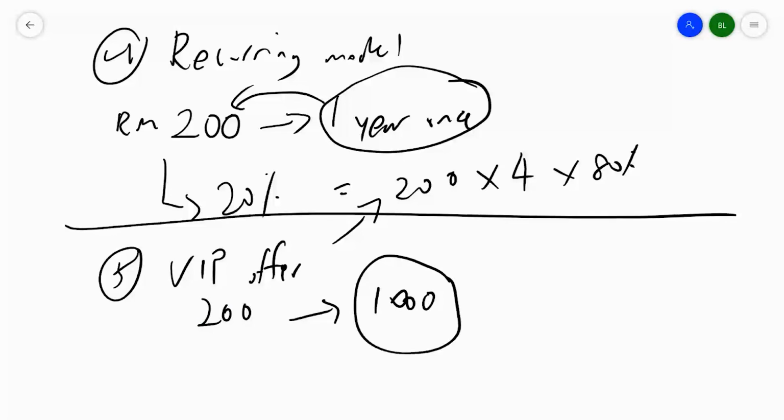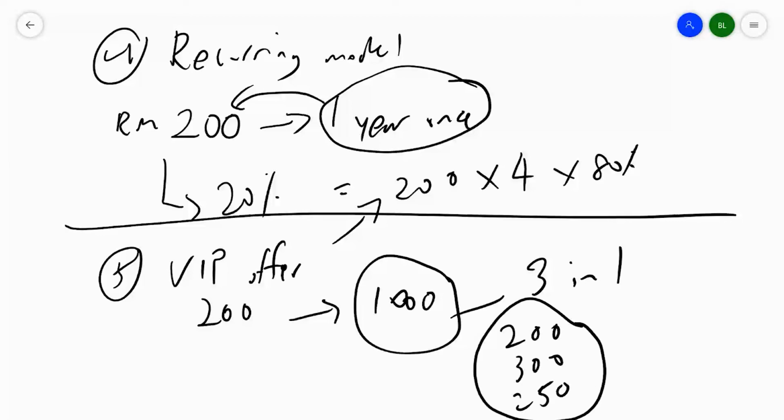If your products are all within the 200-300 ringgit range, you can do a 3-in-1 bundle. Let's say product A is 200, product B is 300, product C is about 250. If they buy all three together, they'll get a discount. So you're giving them a real bundle VIP offer. There will be 2 options: either you sell a very high ticket product, or you bundle a few products and give them a discount. So that would be for e-commerce.